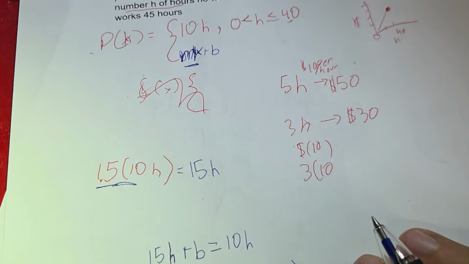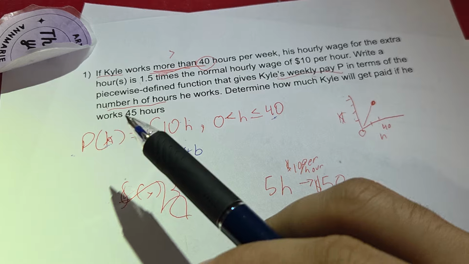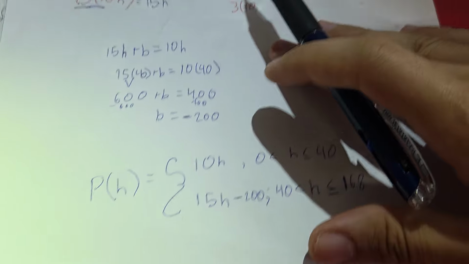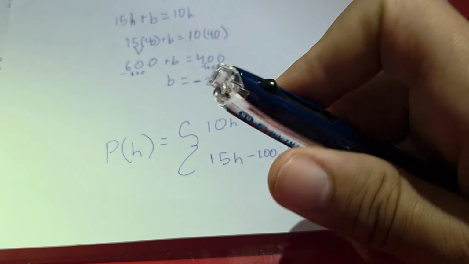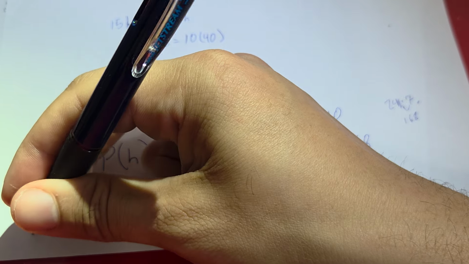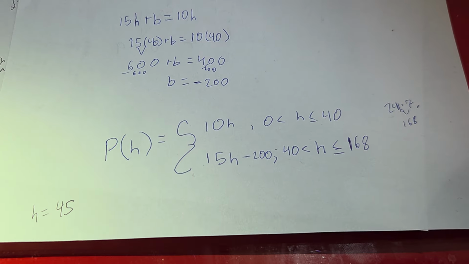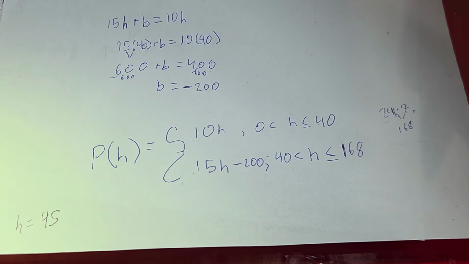So now we have a second part. It says, determine how much Kyle will get paid if he works 45 hours, right? So we want to know how much he'll get paid. If he gets paid 45 hours, h is equal to 45. So what we want to know is we could just plug it into one of these equations. The question is, which equation do we plug it into?